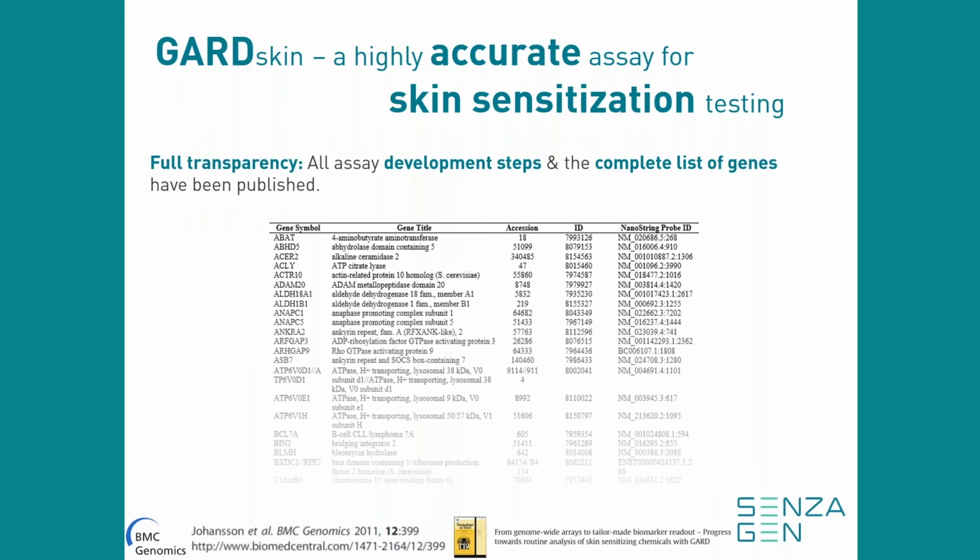For all our assays, we highly value transparency. It's really important for us to publish all the data on our assay development steps. We also published all the genes, because we want our clients and the scientific community to have access to our information in order to judge for themselves how well this actually works. That is really important for us. We have published a complete list of genes for GARD skin in 2 different publications. So this is nothing that is secret. It's all available in the scientific literature.